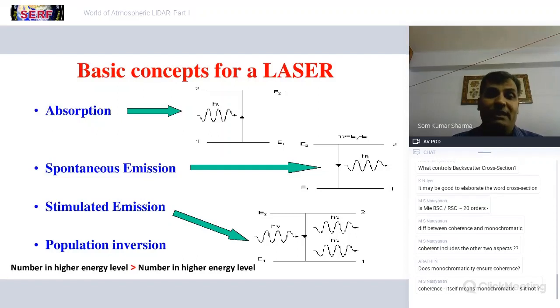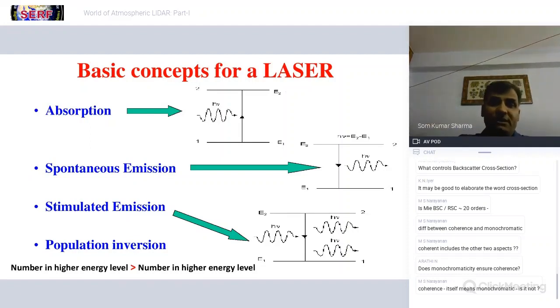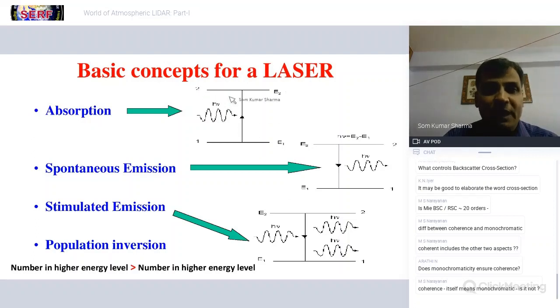That is important because in a laser, stimulated emission and population inversion are the heart of the laser. The basic science behind the laser is stimulated emission and population inversion. Our laser happens due to stimulated emission and population inversion, not by spontaneous emission. Stimulated emission means, after absorption and spontaneous emission, you are now stimulating emission. So instead of one photon, two photons come out. One photon was stimulated to emit, and both are in phase and coherent. So this is stimulated emission.